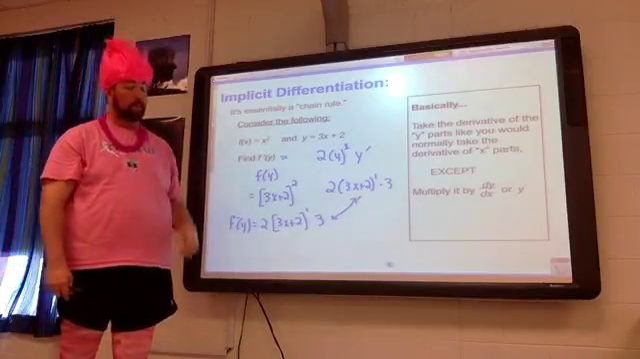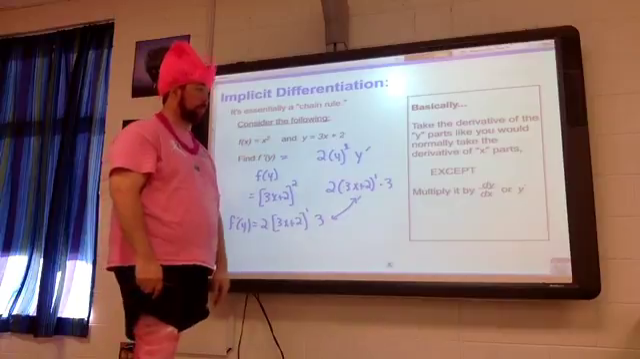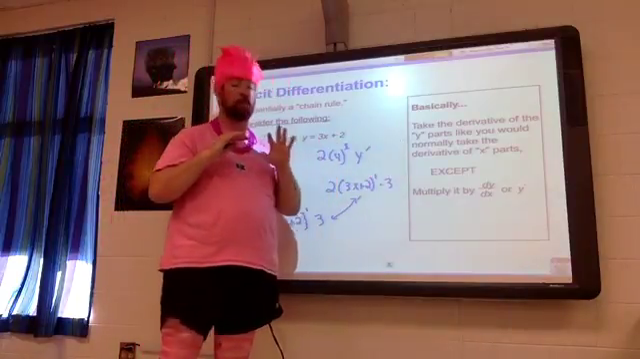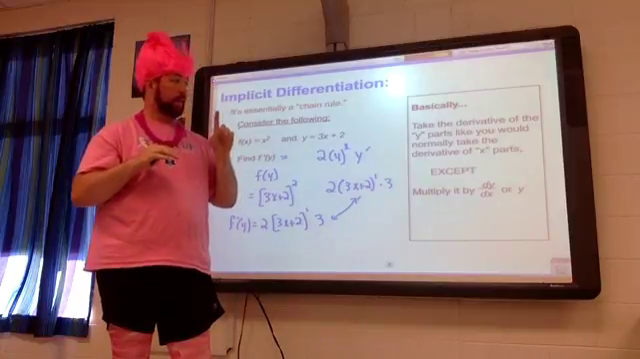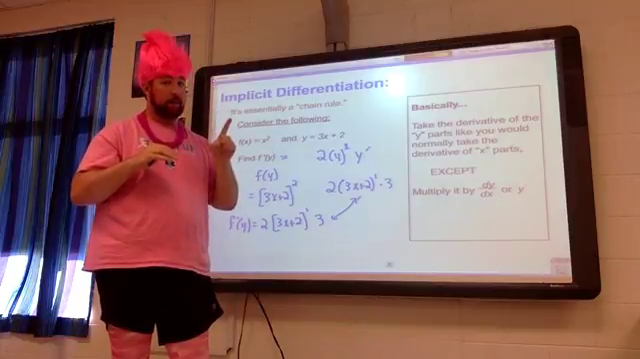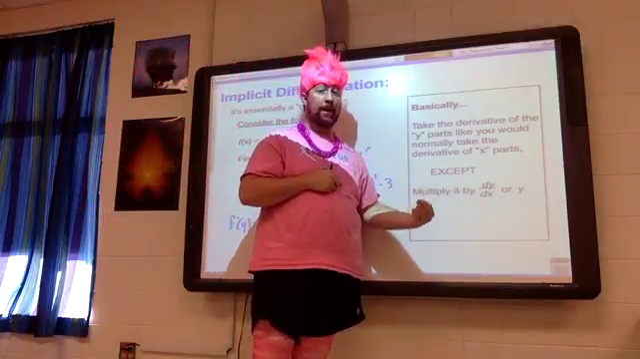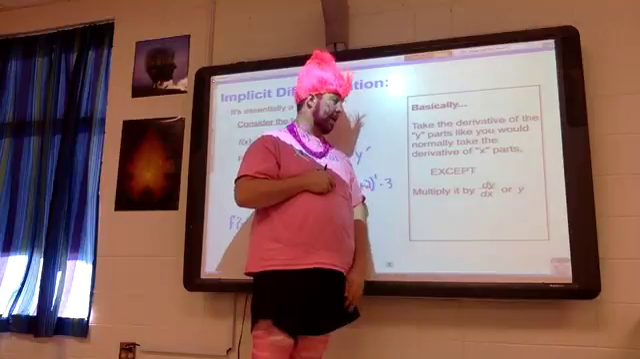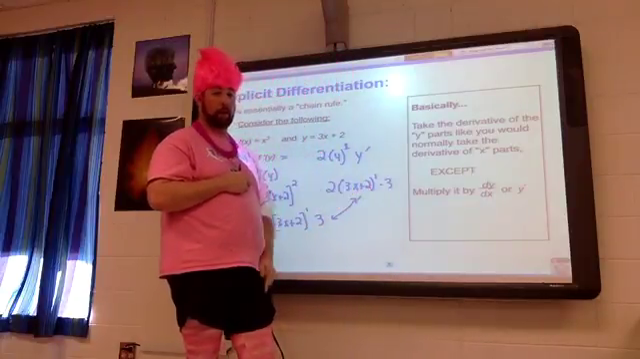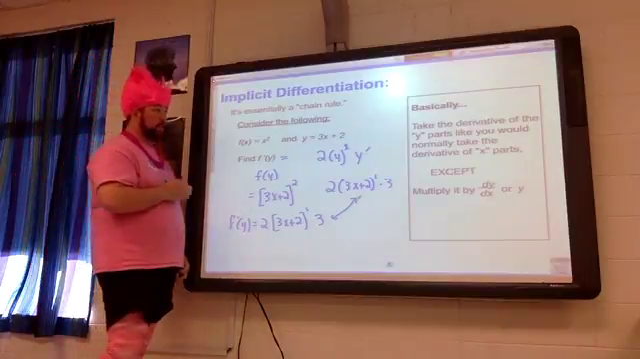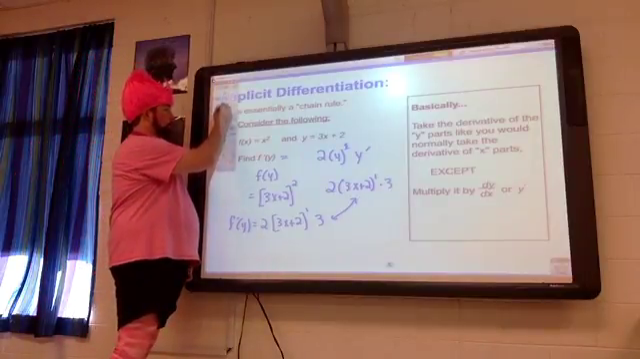But basically, what we're going to do when we solve something implicitly is take the derivative of any y parts, just like you would normally do it, except when you take a derivative of a part with a y, you have to write either dy dx or y prime right next to it. It's multiplied next to it, that y prime right there. And that's basically what you do in practice.